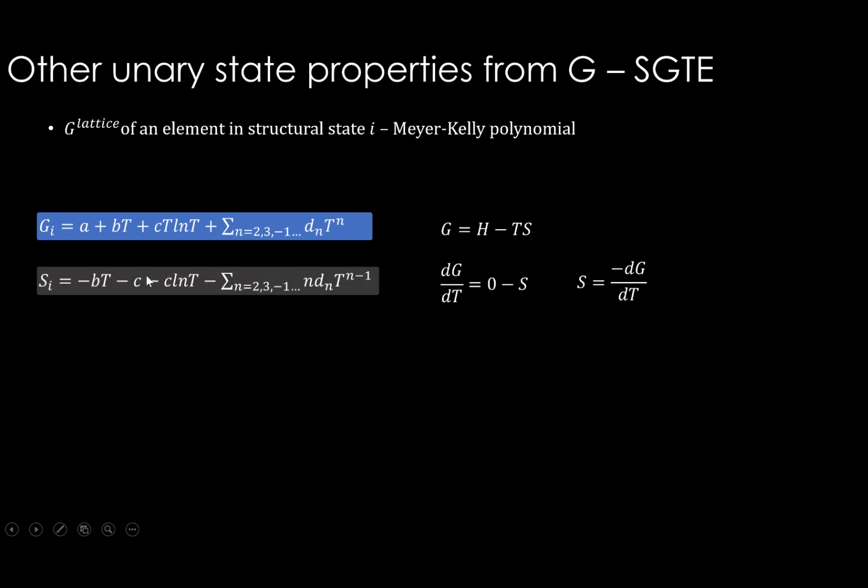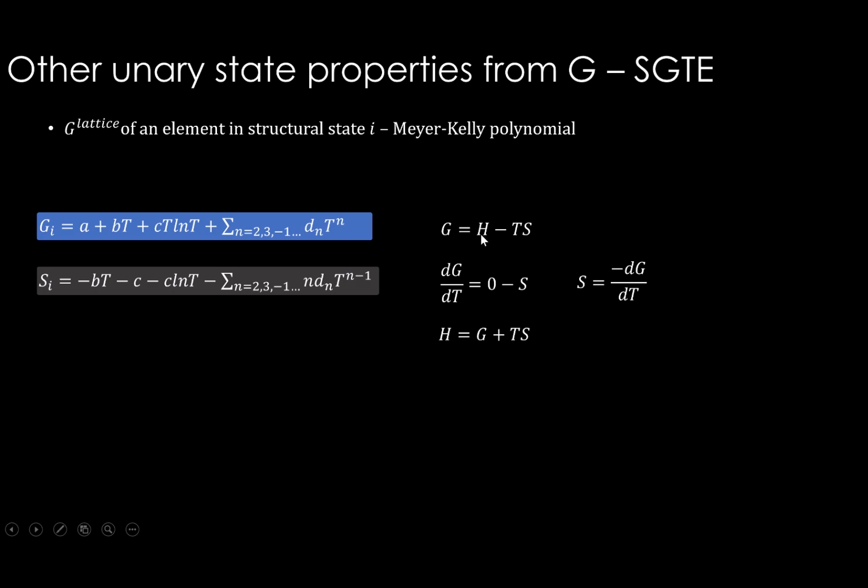Now if we have S as minus dG over dT, then we can differentiate this entire equation and put a minus symbol in front of the terms. Then we get this expression. Now we got entropy from Gibbs energy. The meaning here is G is available in the SGTE databases. From that we can get S. And we can also get H.